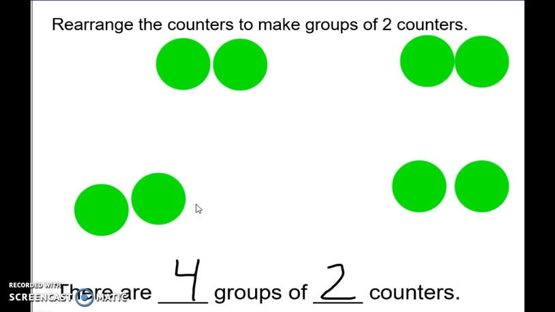Let's see how much it is together. So we can count our groups by 2's. So here I have 2, 4, 6, 8. So I have a total of 8 counters in 4 groups of 2.